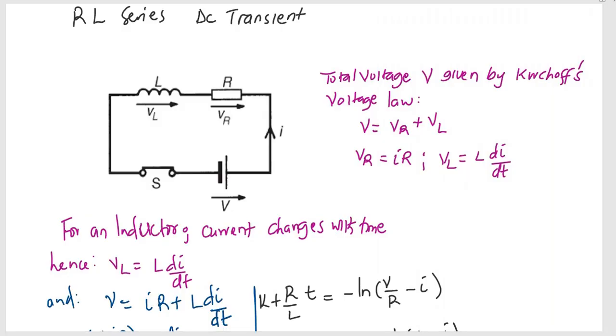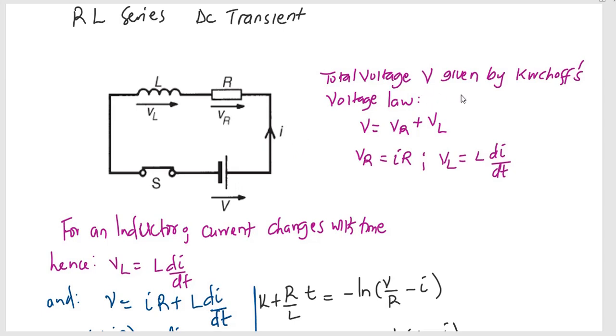Hello friend, in this lecture we are going to look at the resistor inductor series DC transient. Now let us look at this drawing of ours with an inductor with the voltage VL, resistor with the voltage VR, with a switch closed here and the voltage source resulting into the flow of current I.